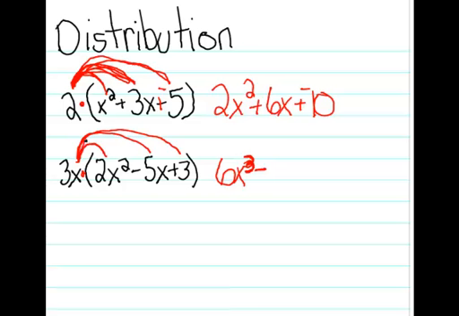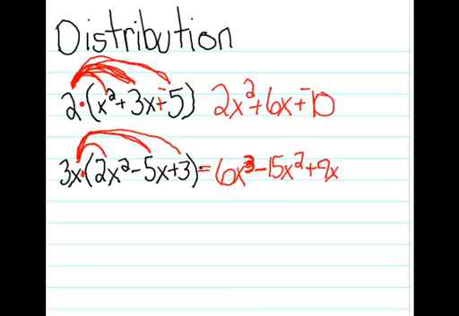And now we have 3x times 5x. 3 times 5 is 15. X times x is x squared. Following that, in the parentheses was a plus sign, so I repeat that. And last but not least, we have 3x times 3. 3 times 3 is 9, and there is an x there.